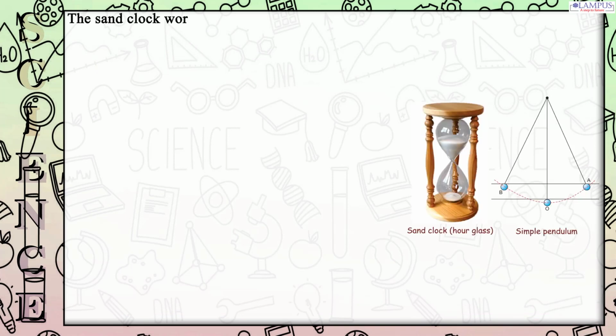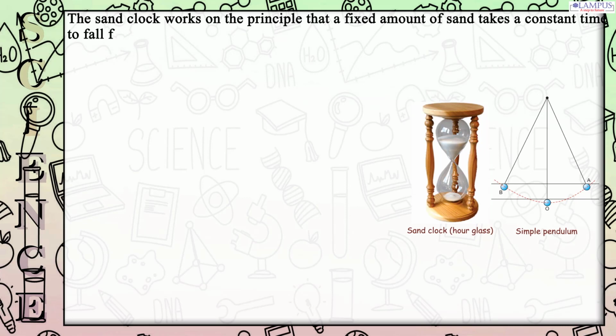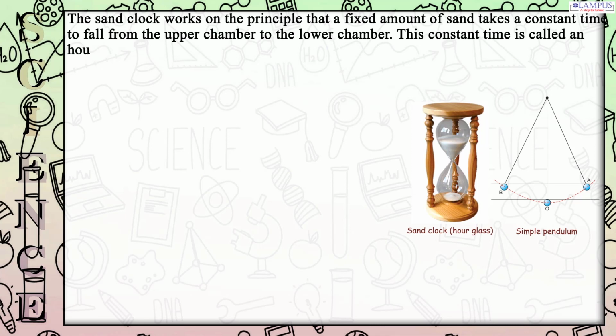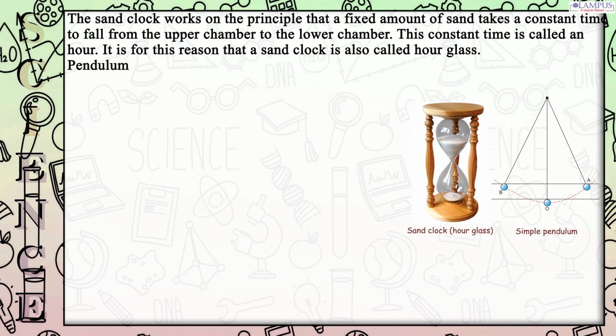The sand clock works on the principle that a fixed amount of sand takes a constant time to fall from the upper chamber to the lower chamber. This constant time is called an hour. It is for this reason that a sand clock is also called hourglass. Pendulum clock is also used to measure time.